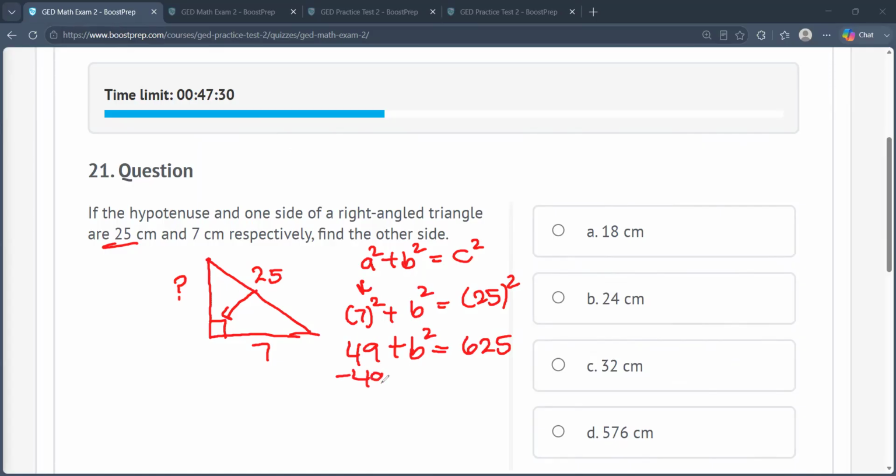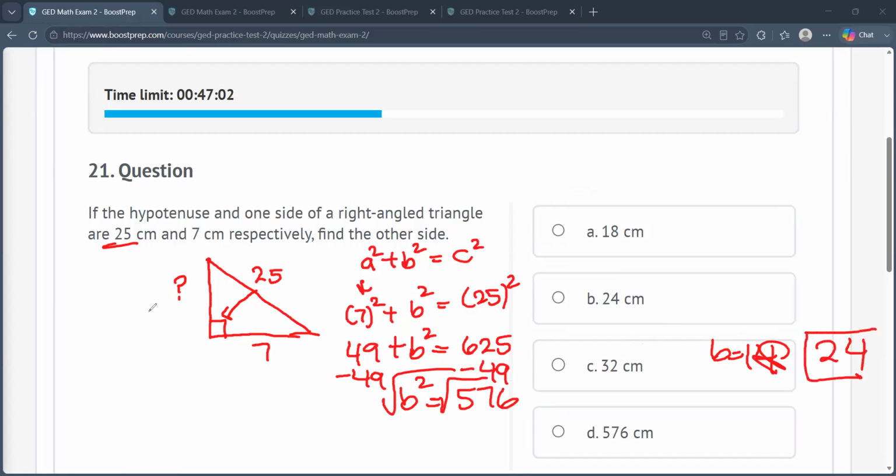Solve for B by subtracting 49 from both sides. You get B squared equals 625 minus 49, which is 576. Take the square root of both sides and you get 14. Wait, let me double check. No, the square root of 576 is not 14, it is 24. So this missing leg is 24 centimeters. This is a Pythagorean right triangle and the Pythagorean theorem.